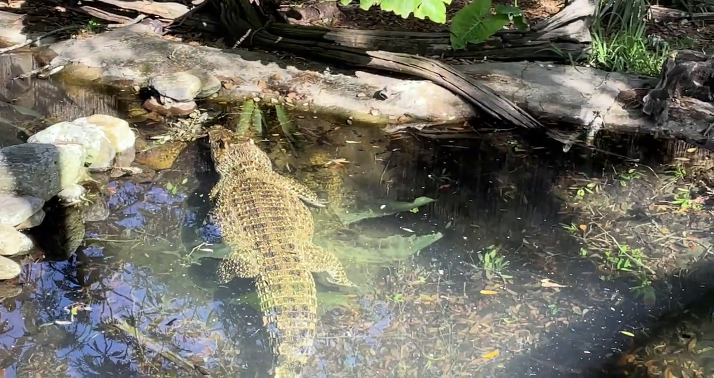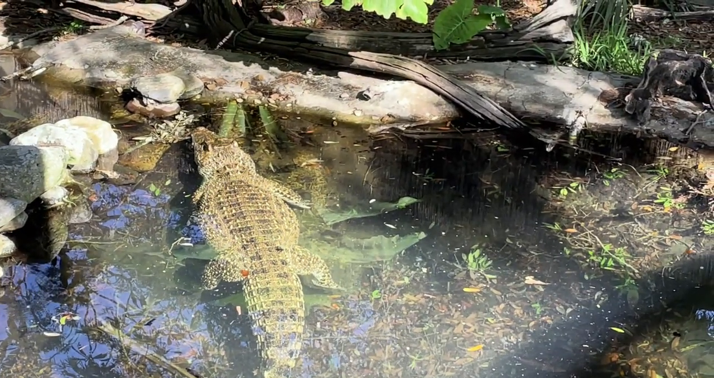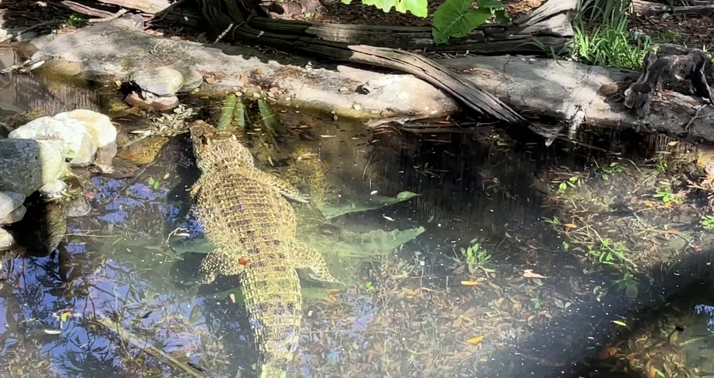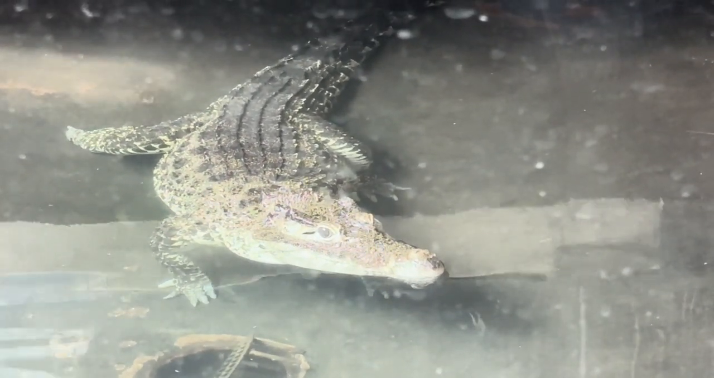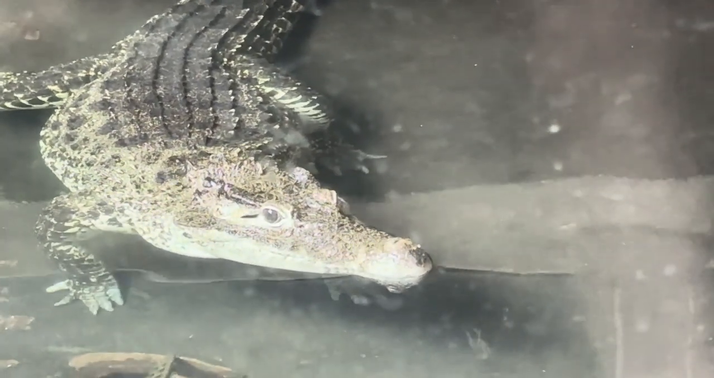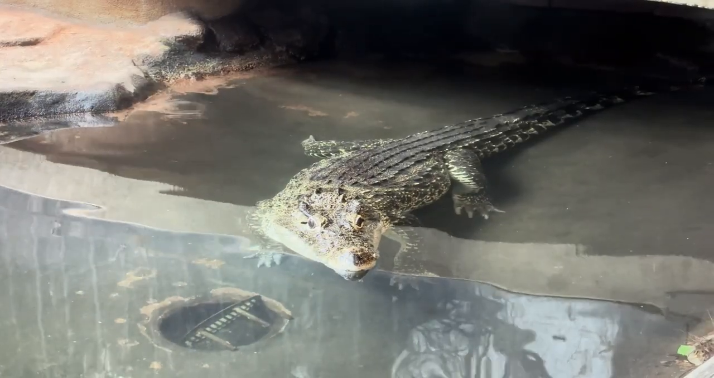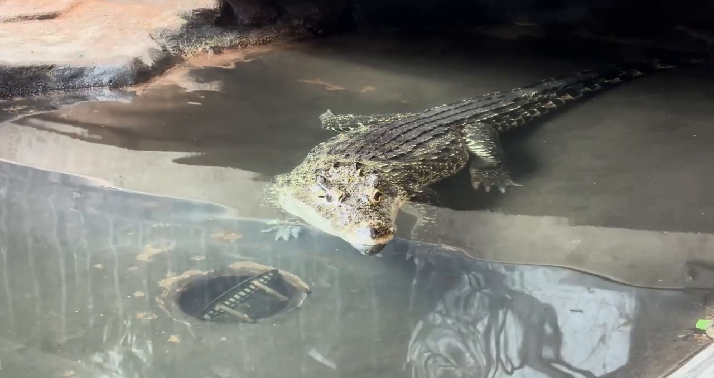The last species of crocodile found in the Western Hemisphere is the Cuban crocodile. Cuban crocodiles are another critically endangered species, and they're found only in the Zapata Swamp and the Isle of Youth of Cuba. These are not the biggest crocodiles and average just over 10 feet in length. But what they lack in size, they make up for with the ability to gallop over land and using their strong legs to leap at prey in low-lying trees.